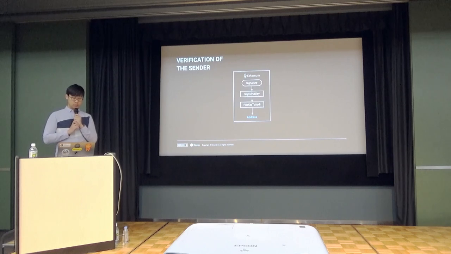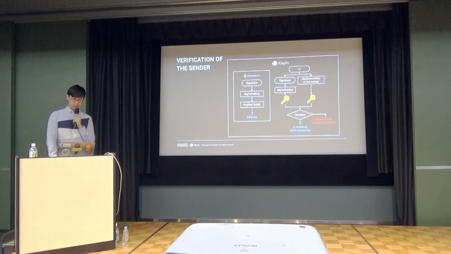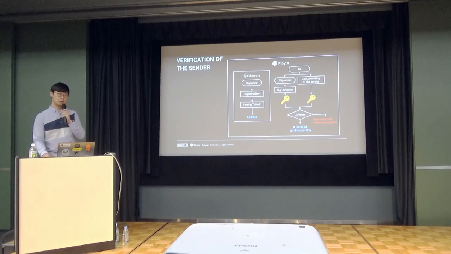This slide shows the Ethereum transaction verification mechanism. As you can see, we can get signatures from the transaction, and then we can get the public key from the signature, and we can get the address from the public key. But in Klaytn, we changed the account model and transaction model. We needed some more steps to verify the transaction.